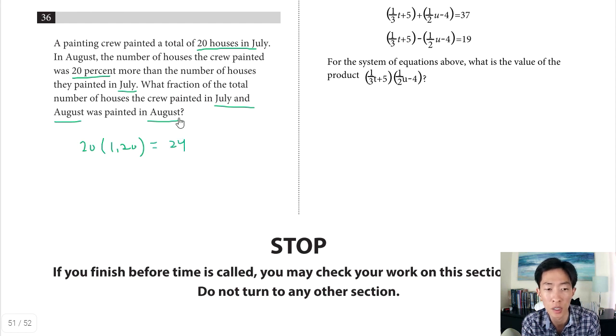And now they're asking what fraction of the total in both July and August was painted in August. So 24 over July plus August, which is 20 plus 24. That's going to become 24 over 44. And when you reduce that, it's going to be 6 over 11, which is the answer.